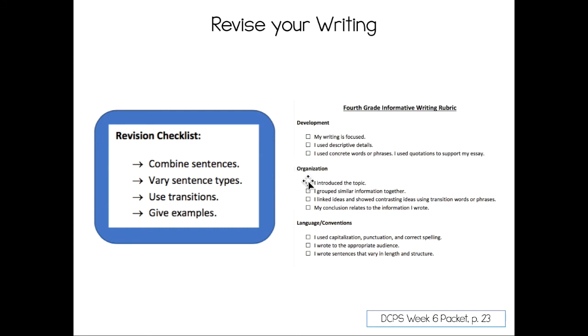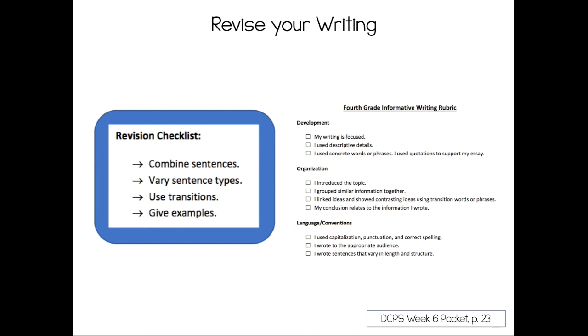For organization, 1, I introduced the topic. 2, I grouped similar information together. 3, I linked ideas and showed contrasting ideas using transition words or phrases. And 4, my conclusion relates to the information I wrote. Lastly, language and conventions. I used capitalization, punctuation, and correct spelling. I wrote to the appropriate audience, and I wrote sentences that vary in length and structure.